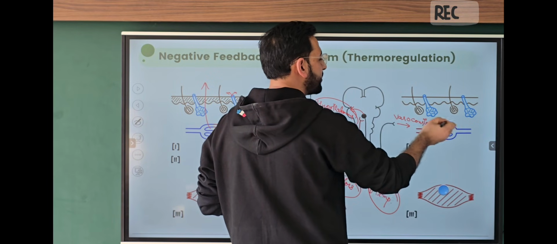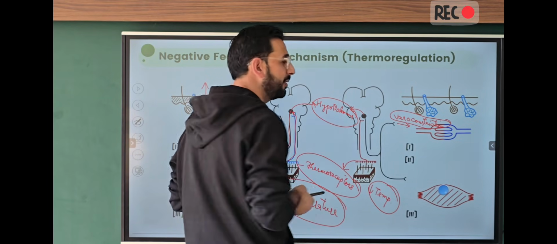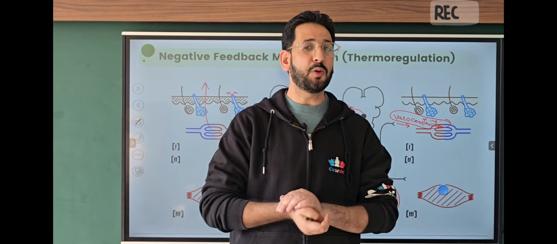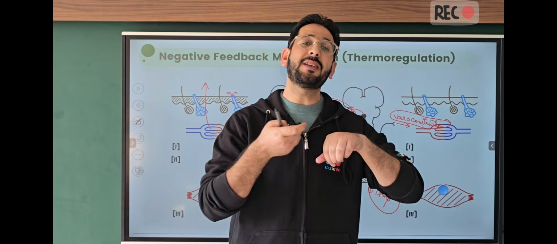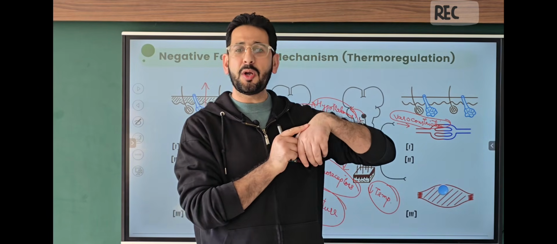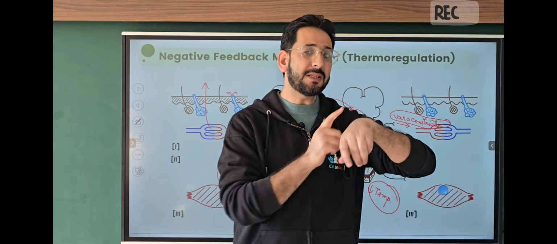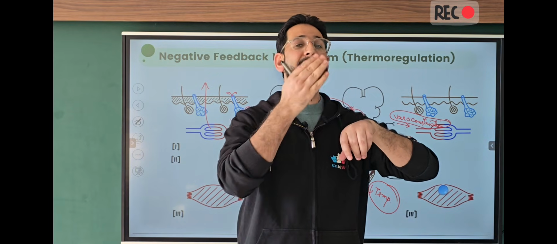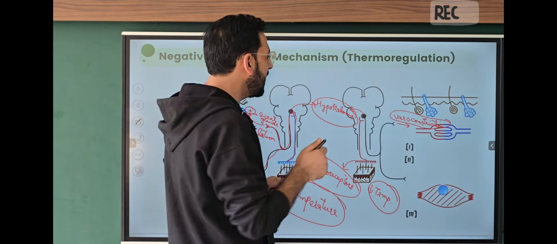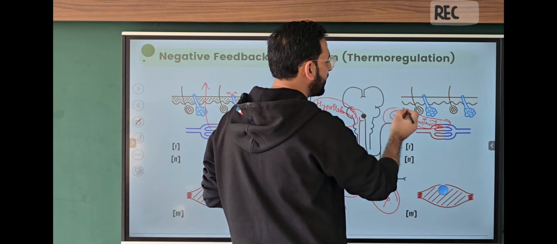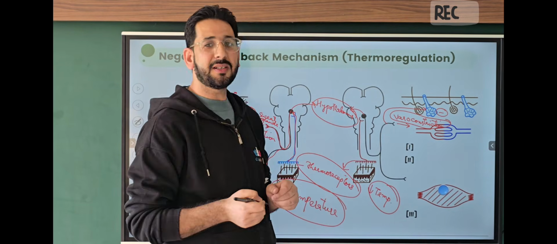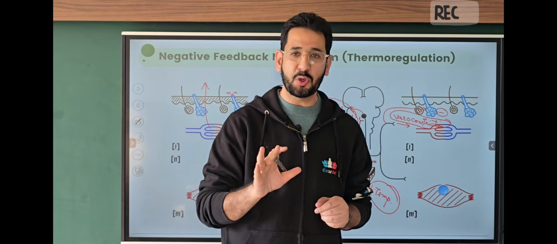Now, when vasoconstriction is there, that means we are decreasing the blood flow towards the cutaneous blood vessels. We are decreasing the cutaneous blood flow. That means less blood is going towards the skin. And if less blood is going towards the skin, we are radiating less heat from our body. So that is the first thing. Then the second thing is, it is going to inhibit the sweat glands. That means there will be no secretion of sweat.